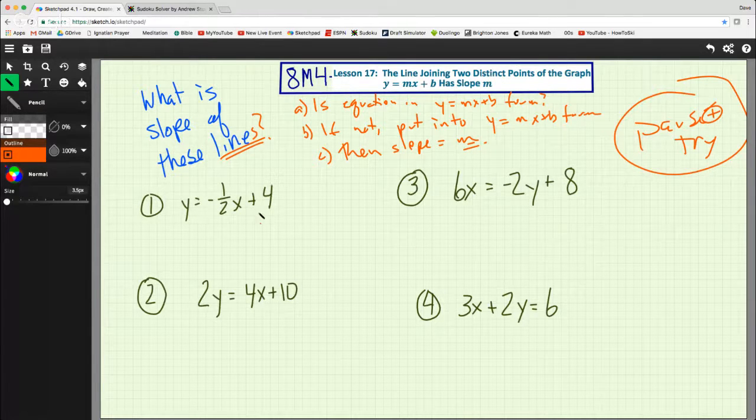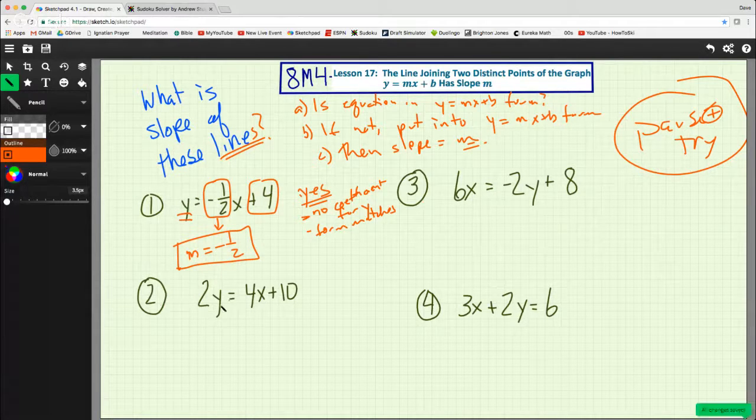Now I assume you're back, and let's look at equation 1. Is this in y equals mx plus b form? The answer is yes. This is in y equals mx plus b form because you have y equals a number times x plus or minus another number. There's no coefficient on y, and the rest of the form matches. So our slope equals -1/2.